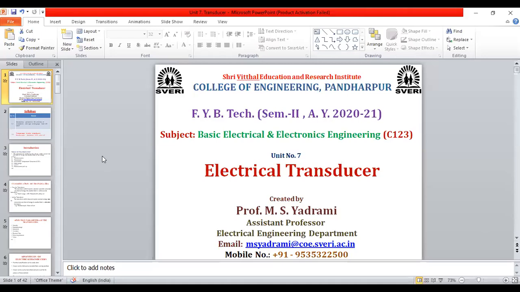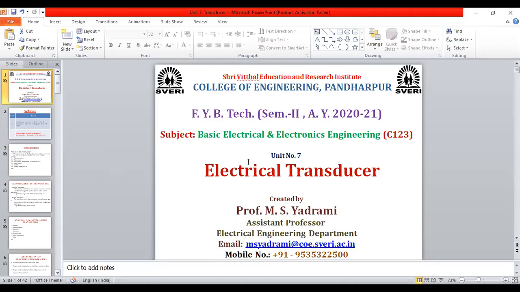So, unit number 7 of the basic electrical and electronics engineering subject is electrical transducers. Yesterday, I told you that a transducer is a device which converts one form of energy into another form, or we can say it converts one physical quantity into an electrical quantity. An electrical quantity may be voltage, current, power, power factor, phase angle, like that. We call these electrical parameters.